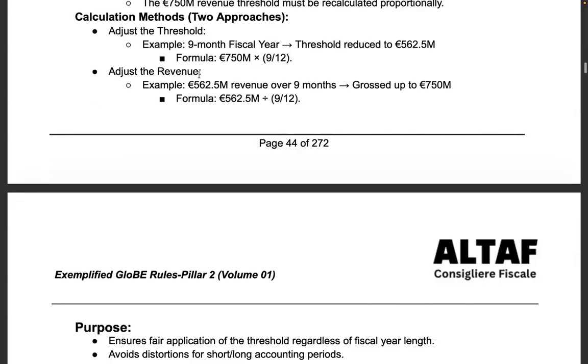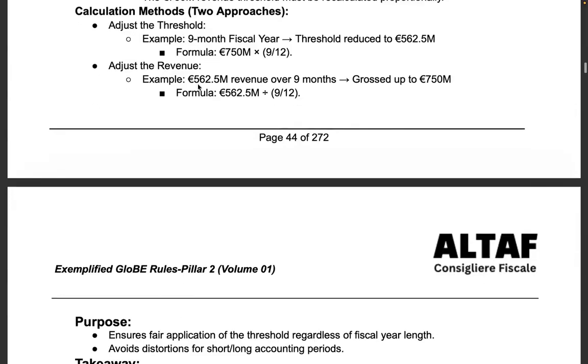Adjust the revenue. Example, 562.5 million revenue was earned over 9 months. Then we simply gross it up to 750 million euros. The formula is 562.5 million divided by 9 over 12. Same thing.